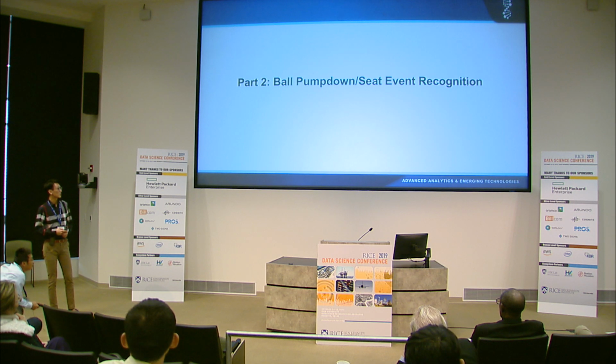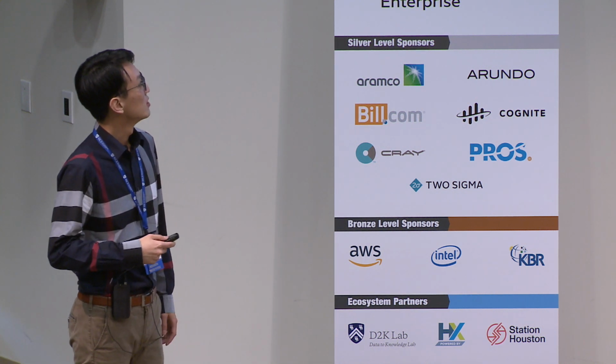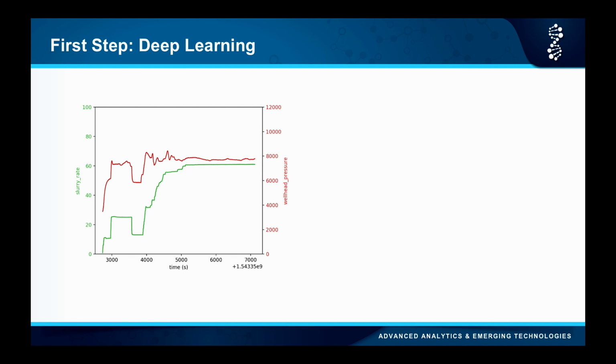Next, I'm going to talk about the second model, which is the Bosset event recognition. Well, by that, we are actually talking about recognizing the end of the Bosset event. So on the left-hand side is a figure of the first 5,000 seconds of a stage, which covers the Bosset event. And this red vertical line here is indicating the end of the Bosset event. And our goal is to find this line automatically.